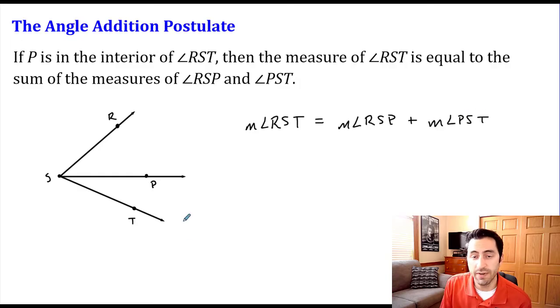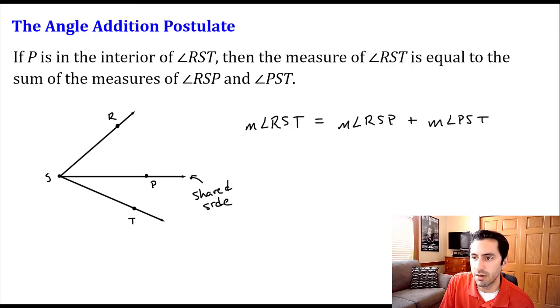So in other words, if I take the two smaller angles and I add them together, I'm going to get the measure of the entire thing. A couple important notes here is these two angles, the two smaller ones that I'm looking at, they do share a side. So because they share that side of the ray SP, that allows me to add them together.